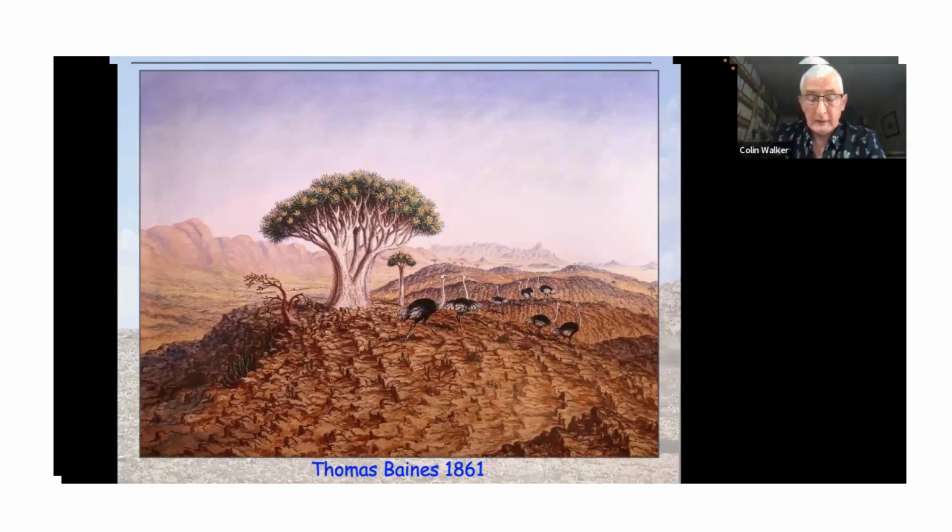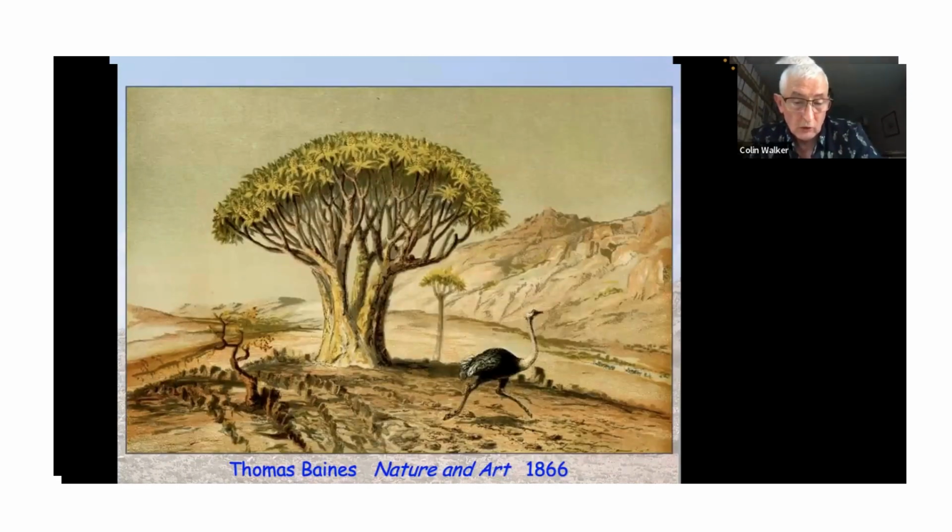And in 1866, he published an article in a journal called Nature and Art. This was actually the very first volume of this journal. So 1866, his article was entitled The Great Tree Aloe of Damaraland. And here is a coloured painting by Thomas Baines. And we've only got one ostrich here and not the flock. So as I say, there's a bit of artistic license. But this is the first published image of Aloe dichotoma in habitat, the whole tree in habitat.